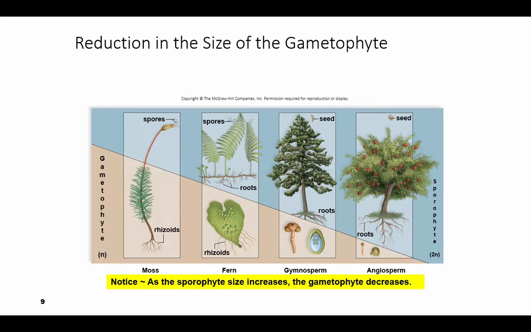And the spores and the seeds, that's for reproduction. That's where the gametes are found. They're going to produce the gametes.